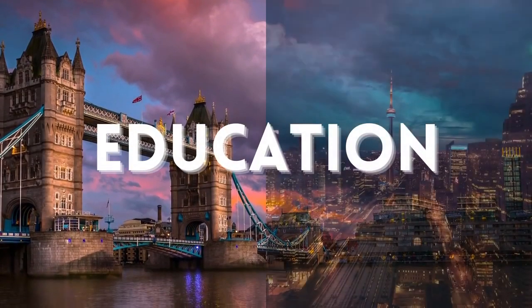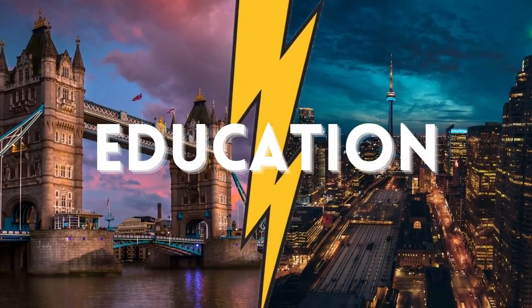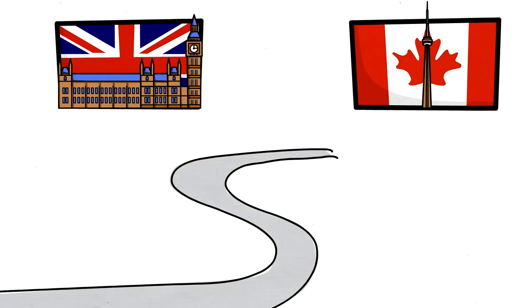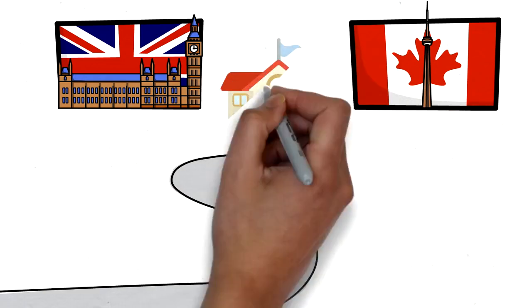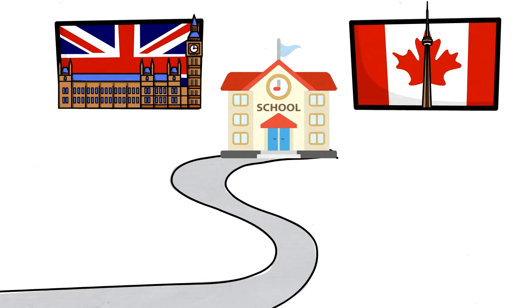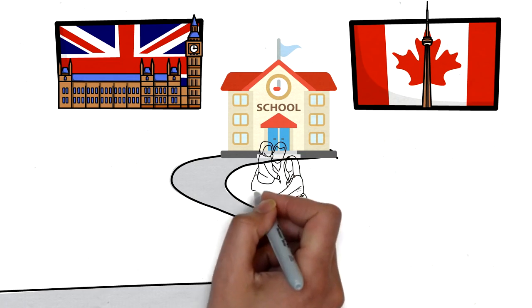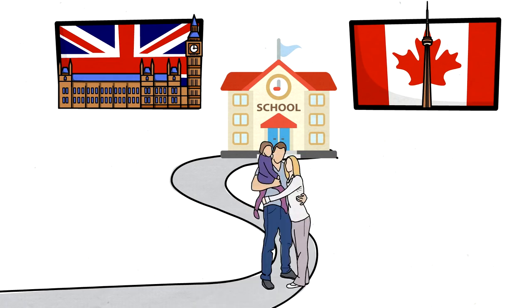Okay, now let's compare the education of both the countries. We will talk both about the elementary education and higher education. Let's start with the elementary or primary education. Both the countries have both public and private schools. When we immigrate from a country to UK or Canada, we want to know if our children would be able to get admissions in the primary schools. As a parent, we are always worried about it.